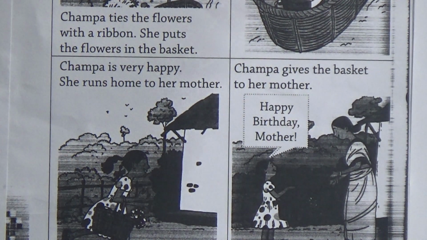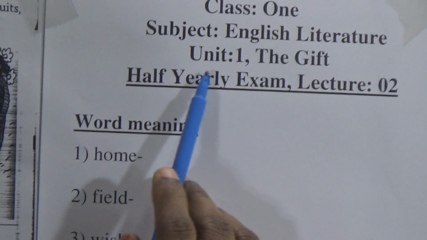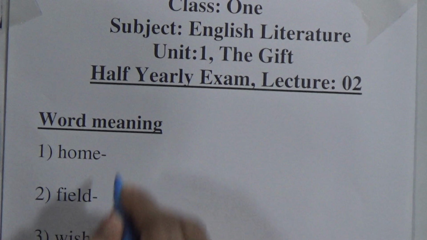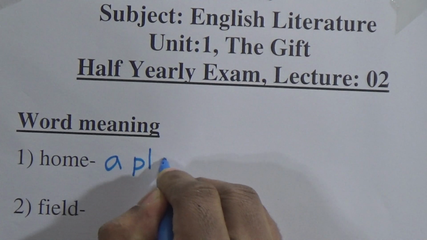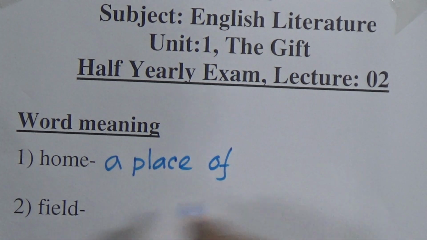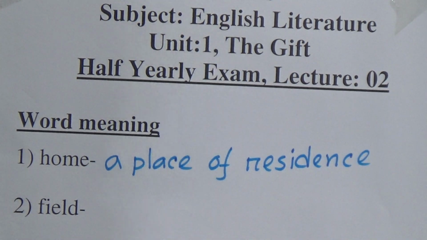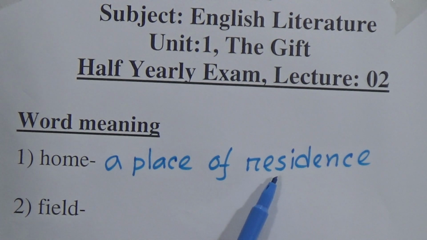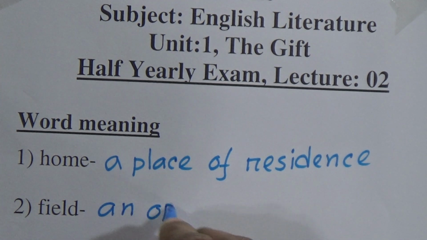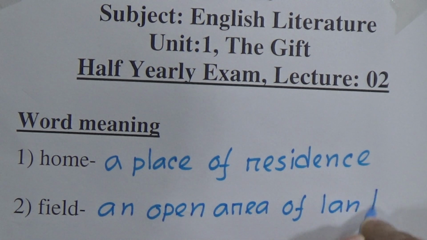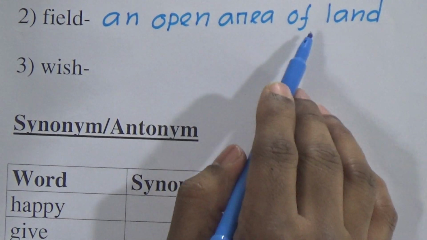So let's go, we will start writing the word meaning today. So unit 1, The Gift, exam lecture 2, we'll start writing the word meaning. Number 1, home. Home means a place, P-L-A-C-E, a place of residence, R-E-S-I-D-E-N-C-E. So home means a place of residence. Residence means reside, live, dwell, stay. Okay, so number 2, field. Field means an open area of land.